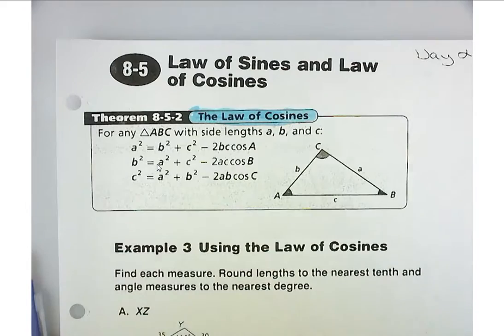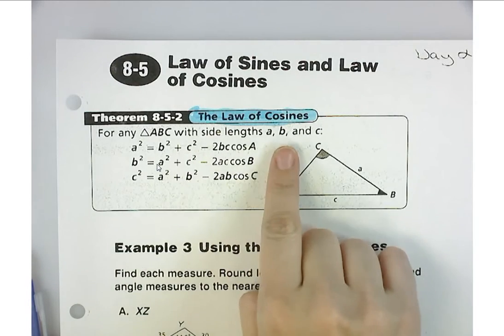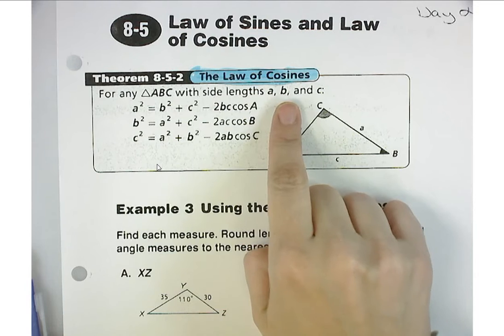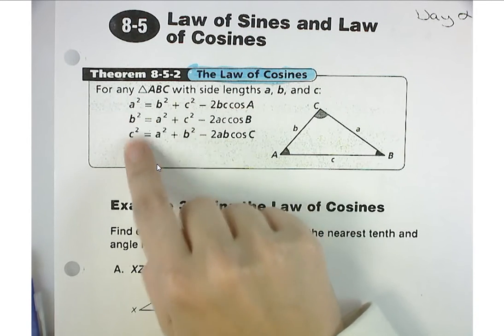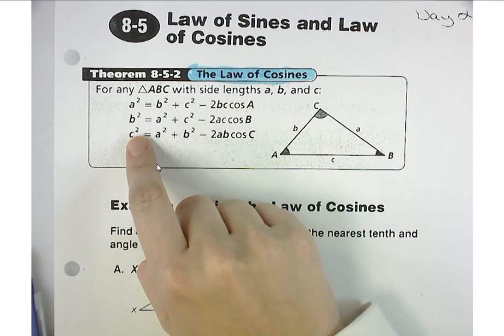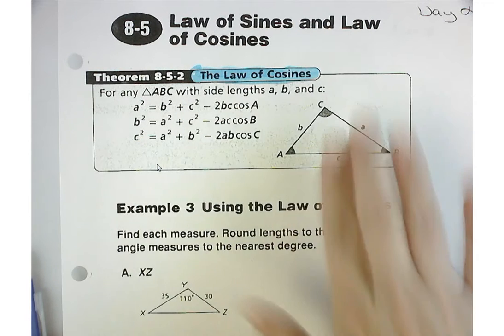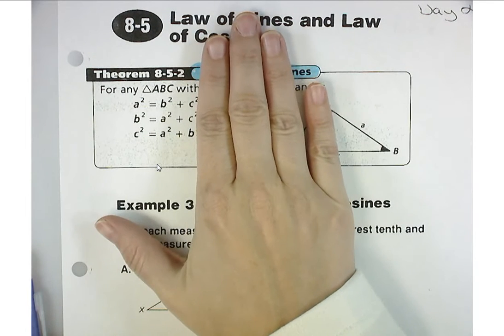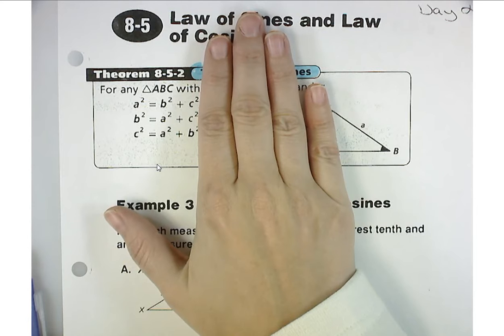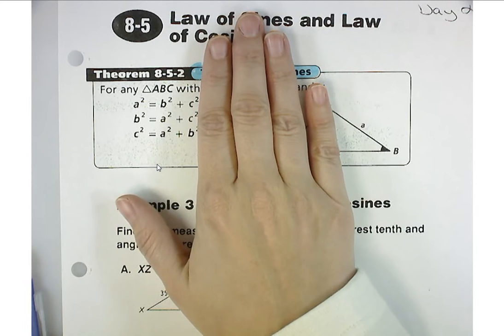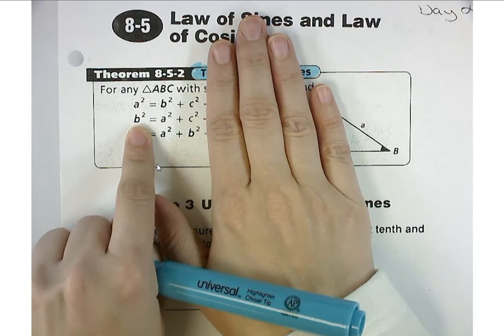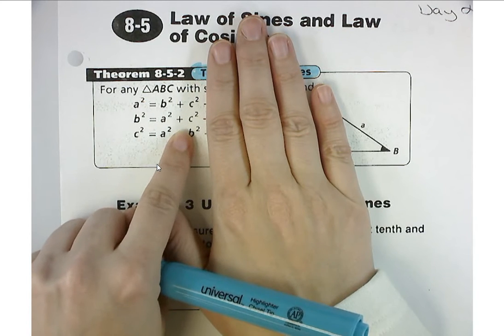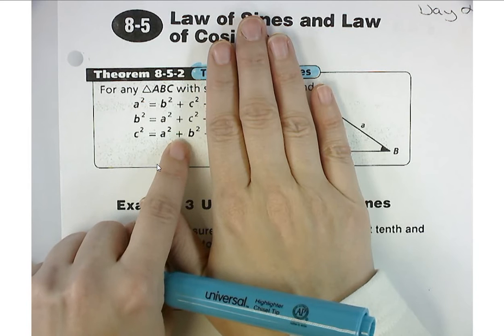All right, so the law of cosines is for any triangle with given side lengths A, B, and C. Now let's go ahead and notice some patterns here. So first, it always starts with something squared. If I were to take away this part of it, that part just looks like the Pythagorean theorem. So if I start with a squared, then I have b squared plus c squared. If I start with b squared, I have a squared and c squared. And if I start with c squared, I have a squared and b squared.